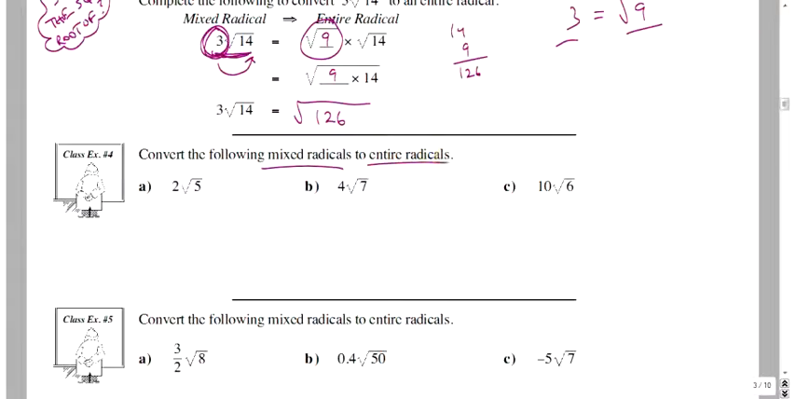You know it's an entire radical when there's no number out in front. How do I do that? 2 is the same as the square root of what? Yes, times root 5. And join these together. That's root 4 times 5, or otherwise known as root 20. 4 is the same as root what? Times root 7. Join them together. That's 70 and 42.